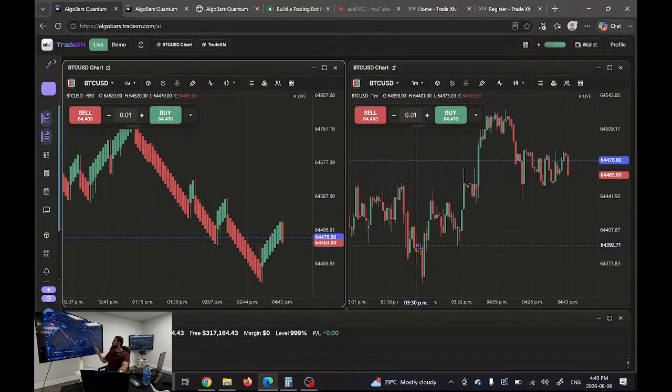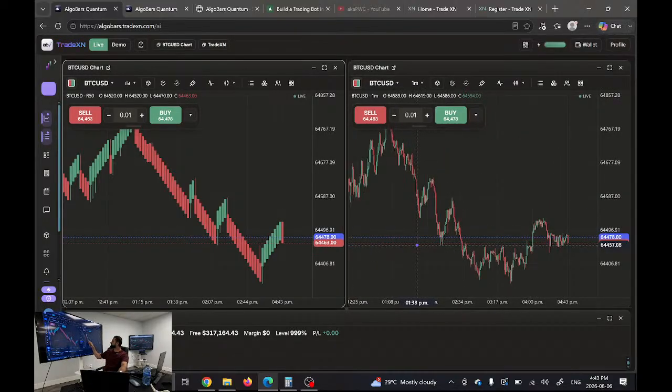Whereas with this, look at the randomness. Look at this. There's no way to really truly understand what's happening here because each candle wick, the size is different. Everything is different. Whereas over here with the range bars, it's all the same.